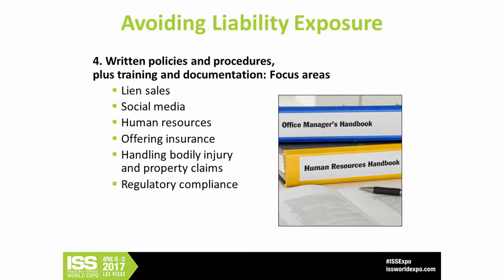Written policies and procedures plus training. I know you've heard it over and over, and we just like the repetition of making sure everyone is aware that although we have all these policies, number one, we need policies and procedures. Number two, we need to make sure that our employees are trained. A lot of lien sales that we see are just a result of an untrained employee doing something that they were not aware they shouldn't be doing.